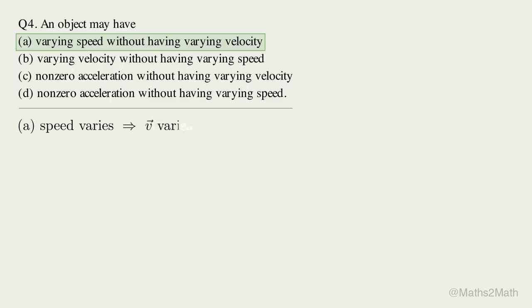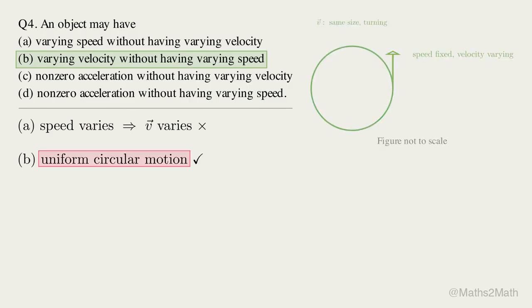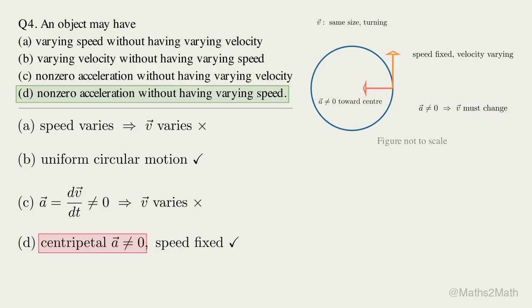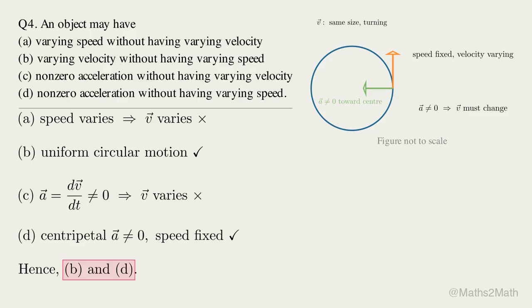If the speed varies, the magnitude of the velocity varies, so the velocity certainly varies. Option A is impossible. But the velocity can vary with fixed speed. Uniform circular motion turns the vector without stretching it. Option B is possible. Acceleration is itself the rate of change of velocity. If a is non-zero, the velocity must be changing. Option C is impossible. And in that same circular motion, the acceleration points to the center, non-zero, while the speed stays fixed. Option D is possible. Hence, options B and D are correct.